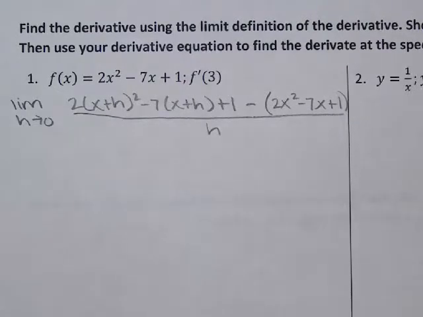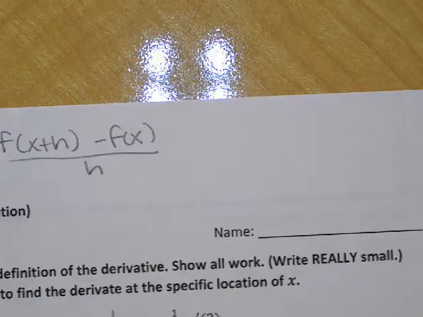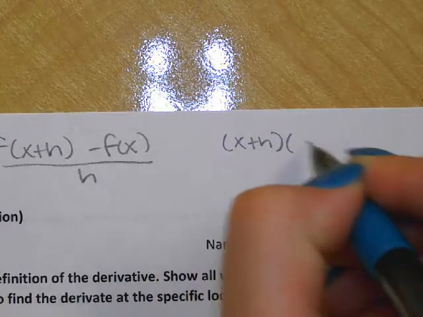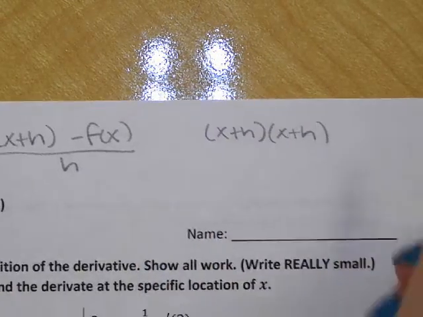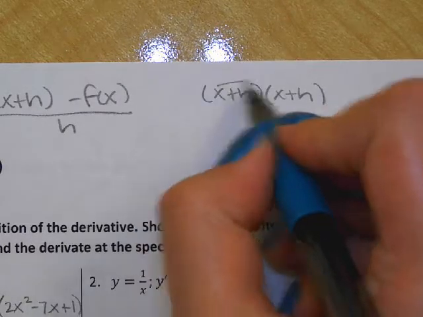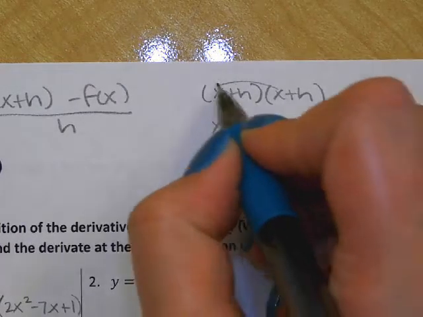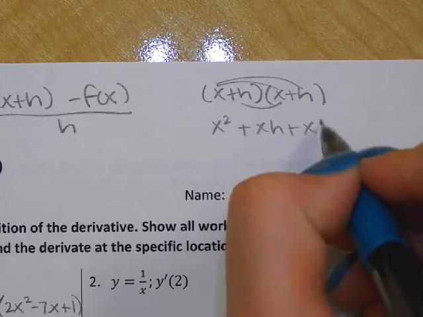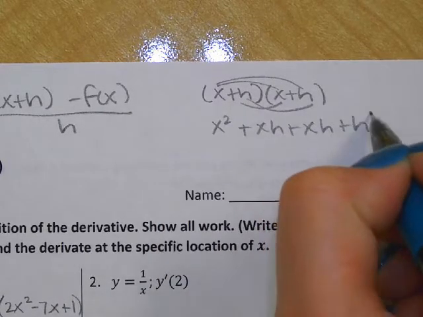Okay, now what I like to do, because having an x plus h squared is kind of common for these problems, is just do it off to the side and then I can always use it when it happens. So x squared plus xh plus another xh plus h squared.